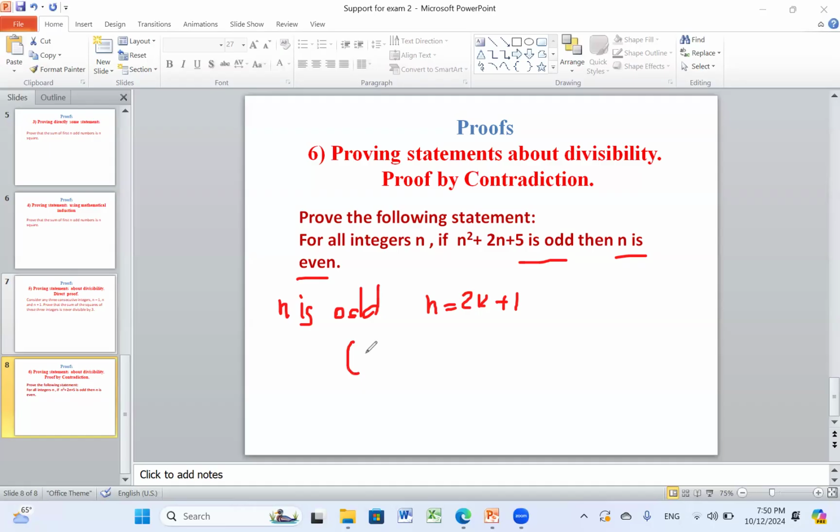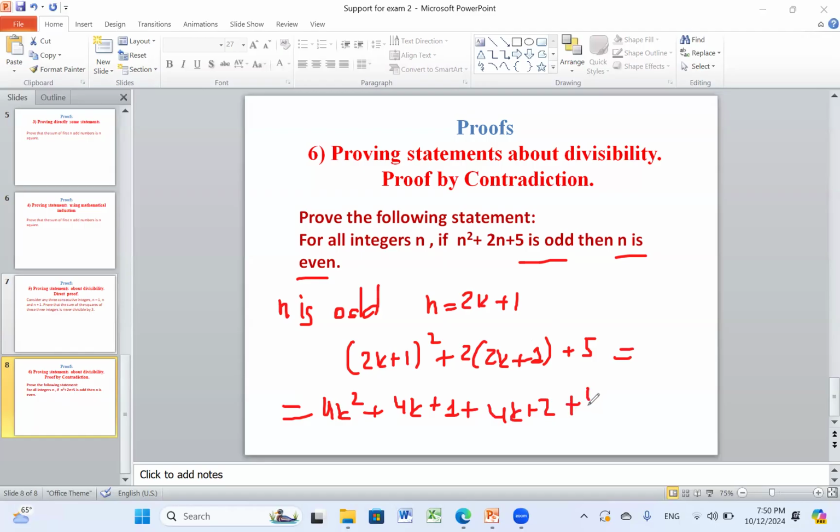So we place here what we are going to get: 2k plus 1 squared plus 2 times 2k plus 1 plus 5. Again, we expand: 4k squared plus 4k plus 1 plus 4k plus 2 plus 5. So what we have finally is 4k squared plus 4k and 4k is 8k together, plus 1 plus 2 is 3, plus 5 is 8. Looking at this result, we can notice that it is an even number. It's obviously even because it's divisible by 2.